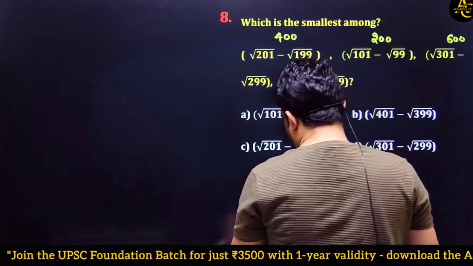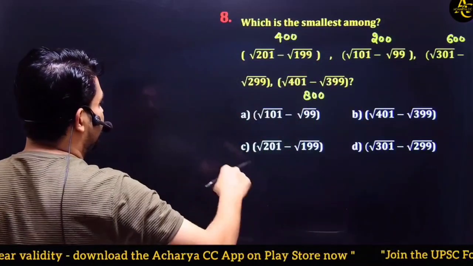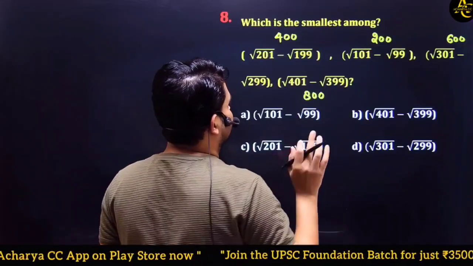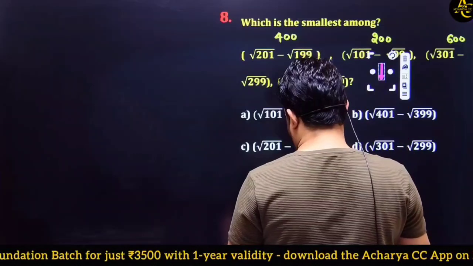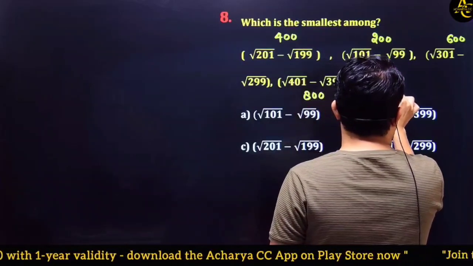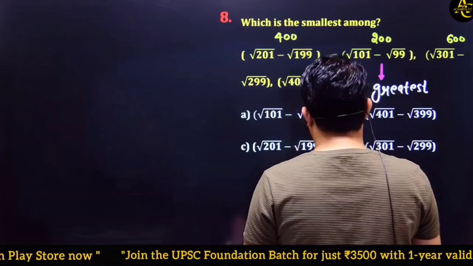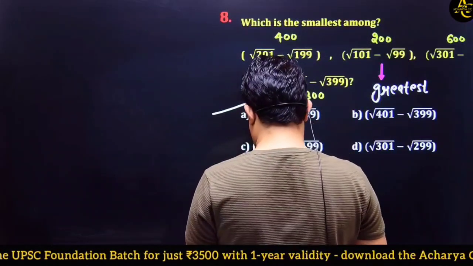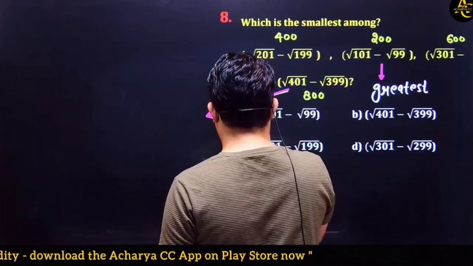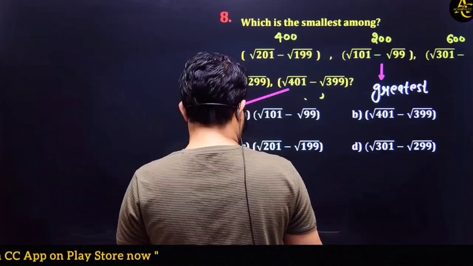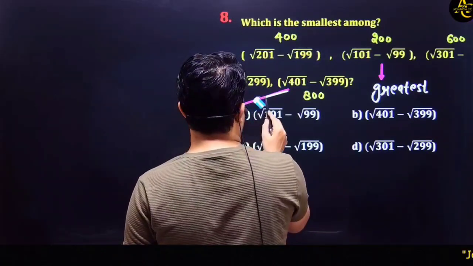So whose sum is greatest? That will be the least third, and whose sum is the lowest will be the greatest third. So this one will be the greatest third. This one is the greatest. And this one will be the least third.